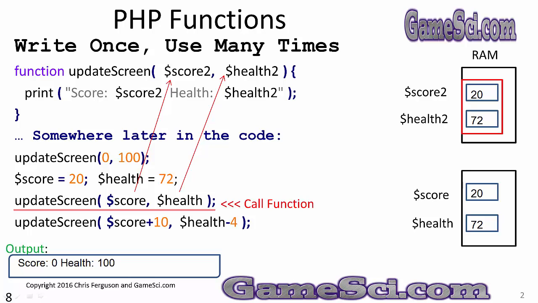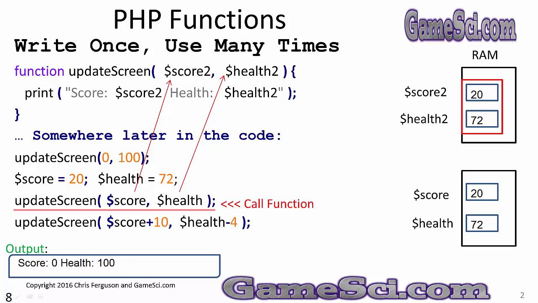More often than not, you'll be sending a variable as an argument to a function rather than a hard-coded value. As this game progresses, the score and the health values are going to be changing all the time. You need to keep track of that in their own variables.